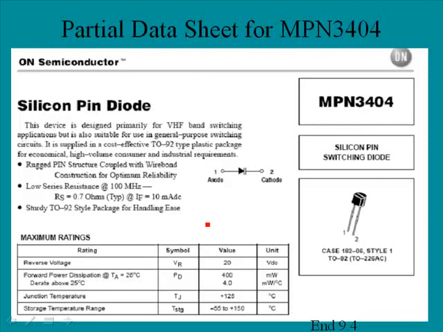And this is a partial data sheet for an MPN 3404. I cut and pasted this from a data sheet I picked up on the internet. In fact, all of these devices we've been looking at, if you have a part number, if you go into Google, you can pick up the data sheets on these devices.